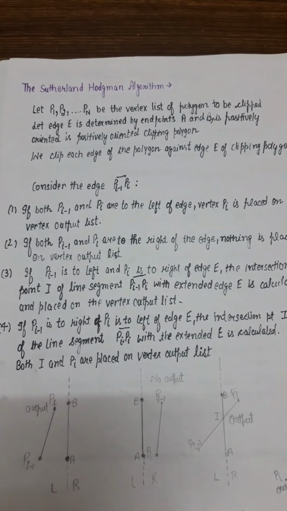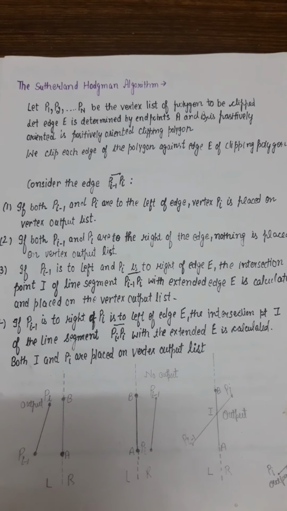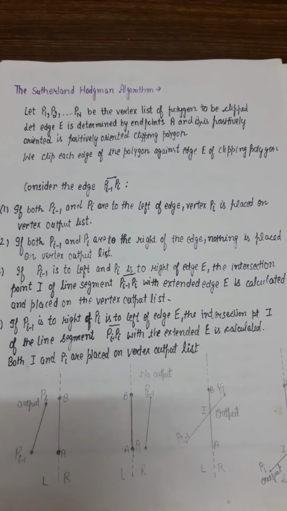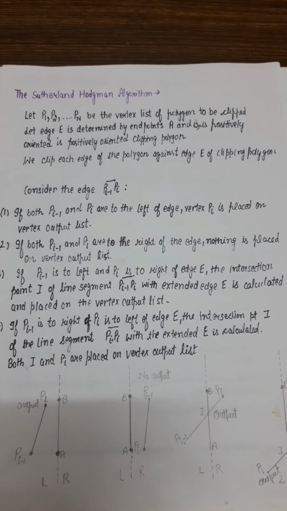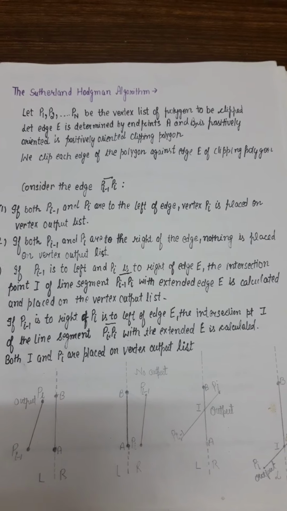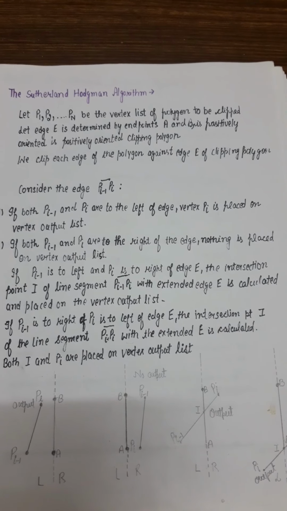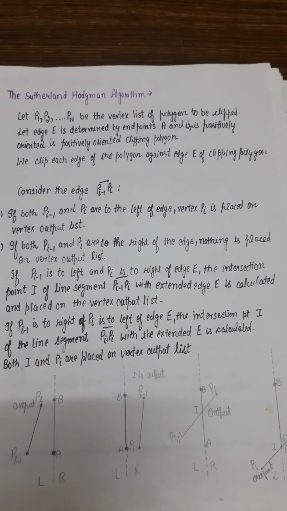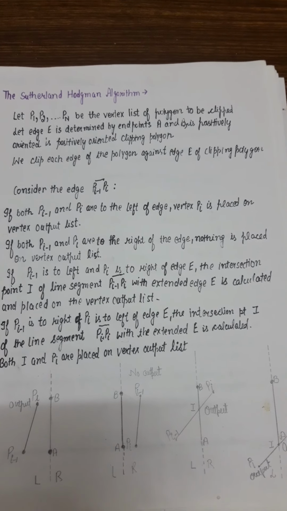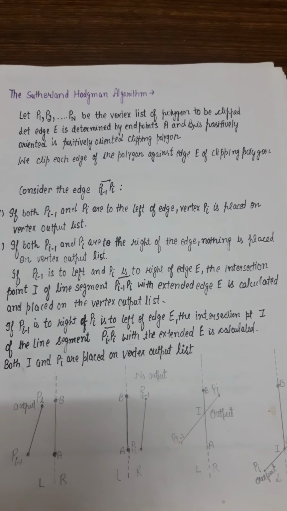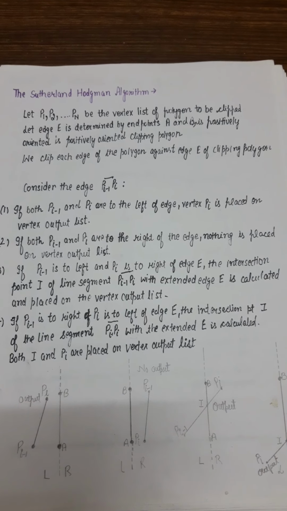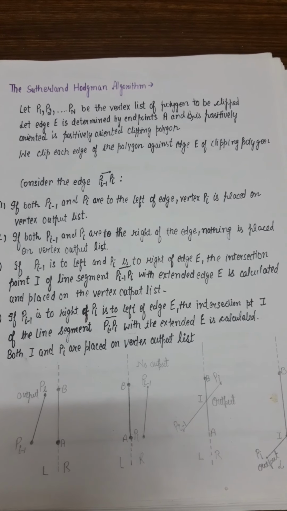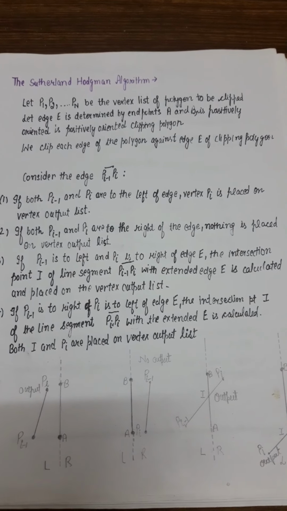So let's see the algorithm used for polygon clipping. The algorithm is the Sutherland-Hodgman algorithm. Let's see what is in the algorithm. Suppose P1, P2 and so on to Pn are the vertices of the polygon to be clipped, and suppose there is an edge E that is determined by the endpoints A and B in the positively oriented convex polygon. Then we can find the output through the following rules, right? Accordingly, we have 4 rules through which we can determine the output of the clipped polygon.